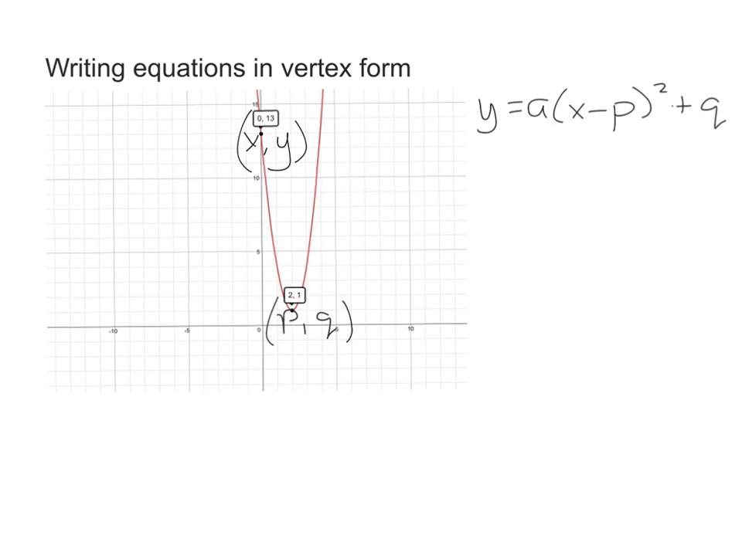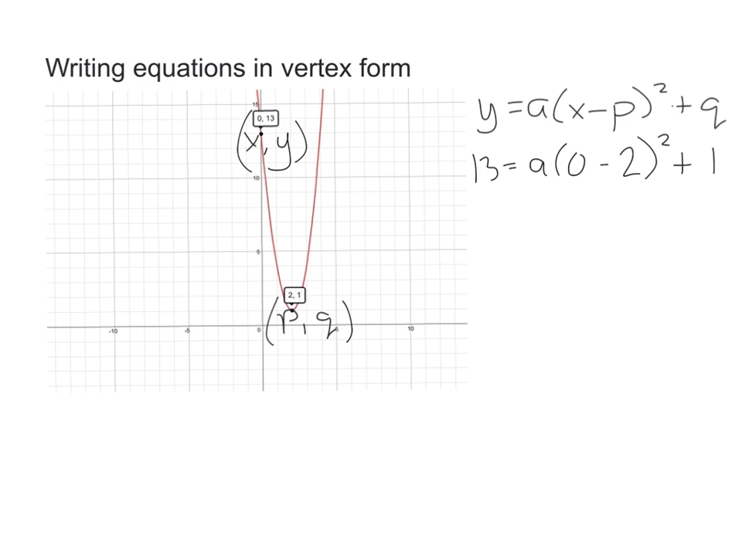So I'm going to take that equation and fill in everything I know. What will I put in the place of y? 13. We don't know a, but we have a guess, but we're just going to leave it as an a. What will I put in the place of x? 0 minus 2, because that's the p value, squared, plus 1. So I'm getting all those numbers from the p and q, and the x and y. Now what I need to do is solve that for a, because a is the value that we can't find just by looking at the graph. We can make an educated guess about what a might be, but we can't solve for the exact value just by looking at the graph.